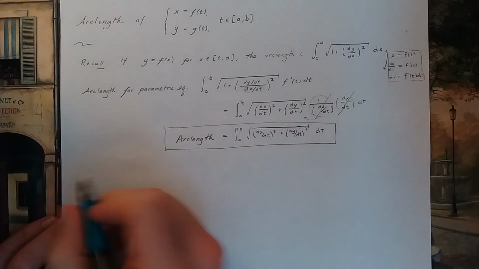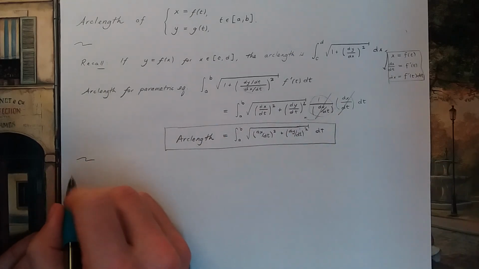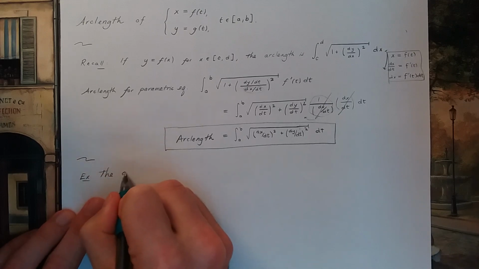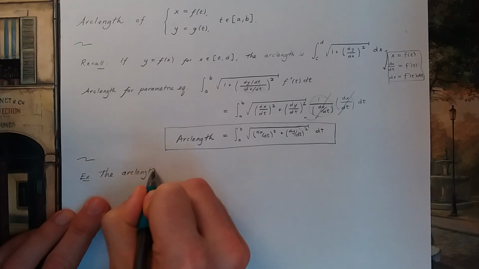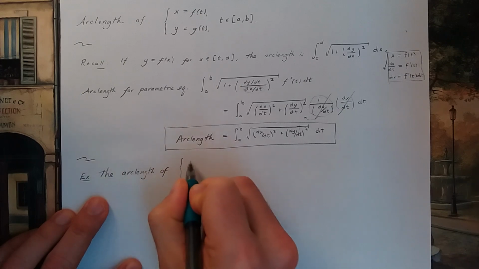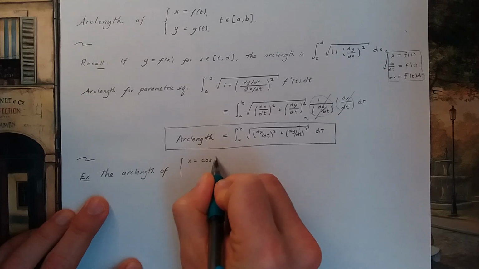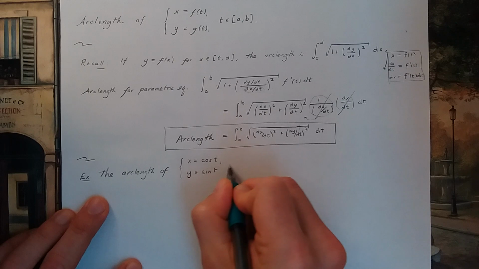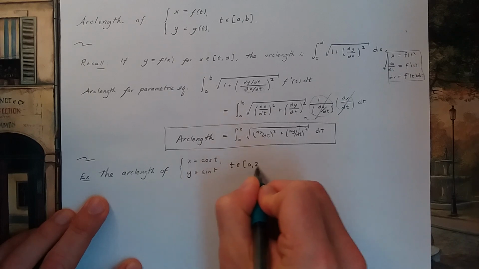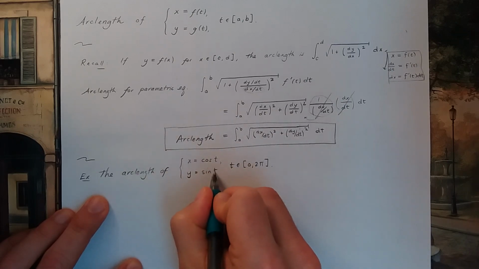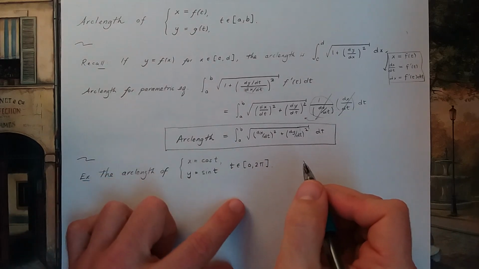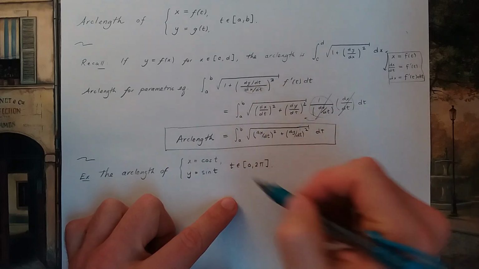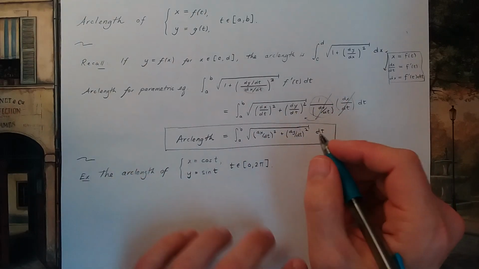Let's do an example or two. So here's a nice simple example. The arc length of the parametric equation x is cosine t, y is sine t, and t goes from 0 to 2 pi. That parametric equation we've seen a couple times before. It's a particle moving around a circle in the counterclockwise direction exactly once at constant speed.